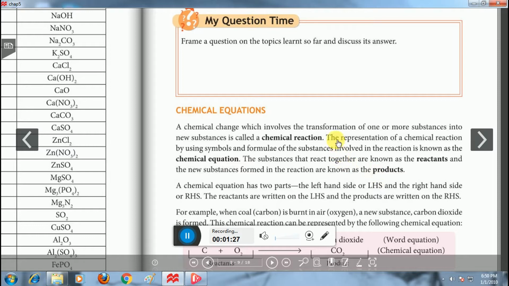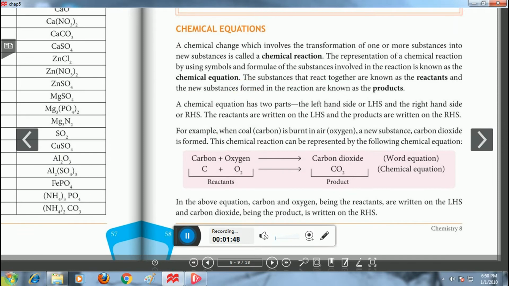The symbolic representation of a chemical reaction is known as a chemical equation. The definition of a chemical equation is the representation of a chemical reaction by using symbols and formulas of the substances involved in the reaction. Now, in a chemical equation, two parts are there. On the left hand side, the reacting species are written, and on the right hand side, the new substances that are formed are written.